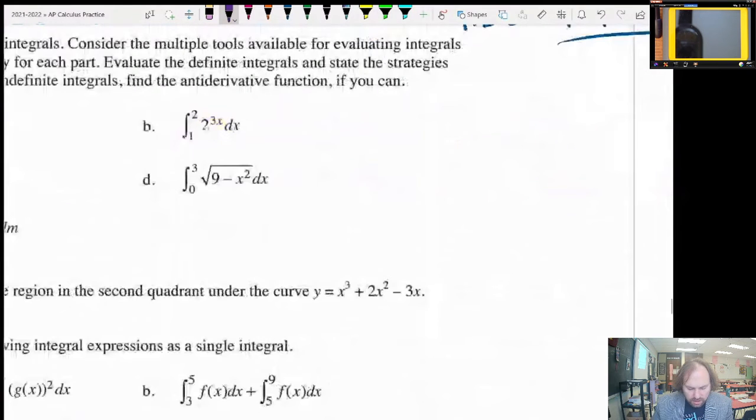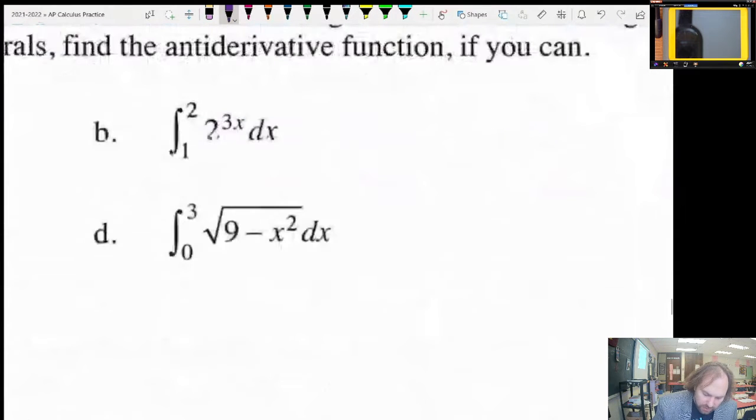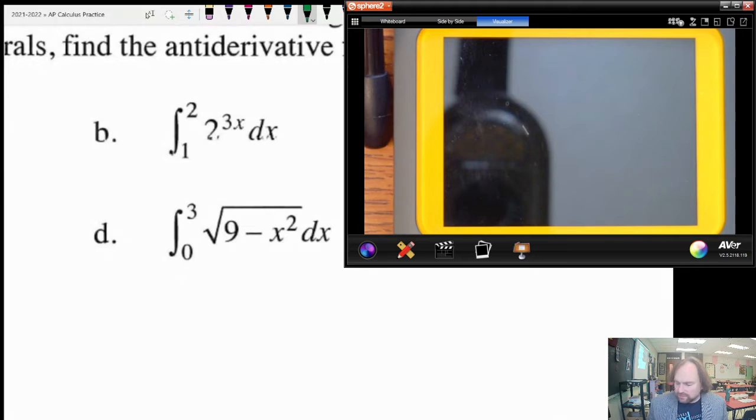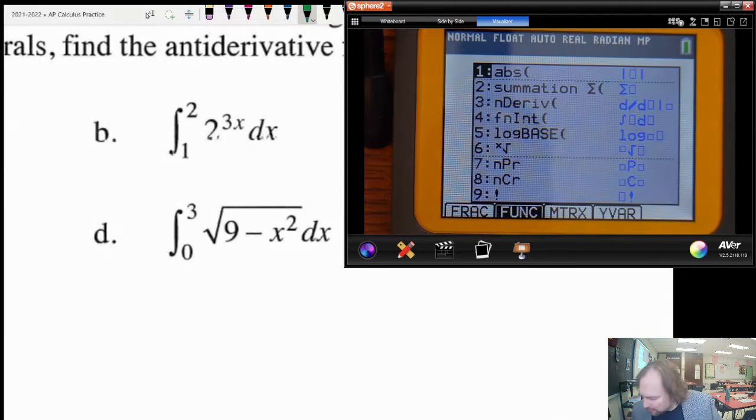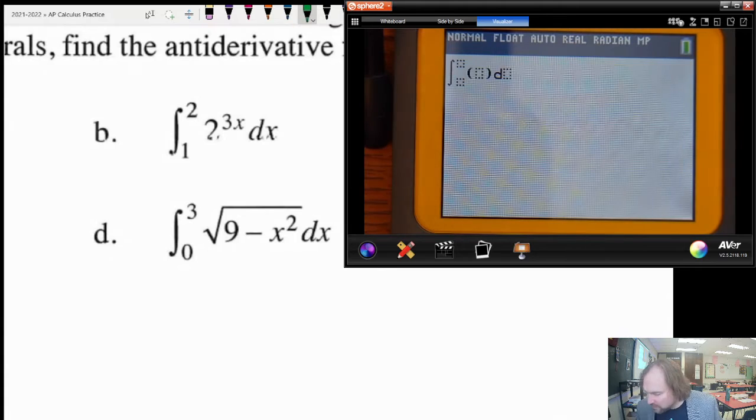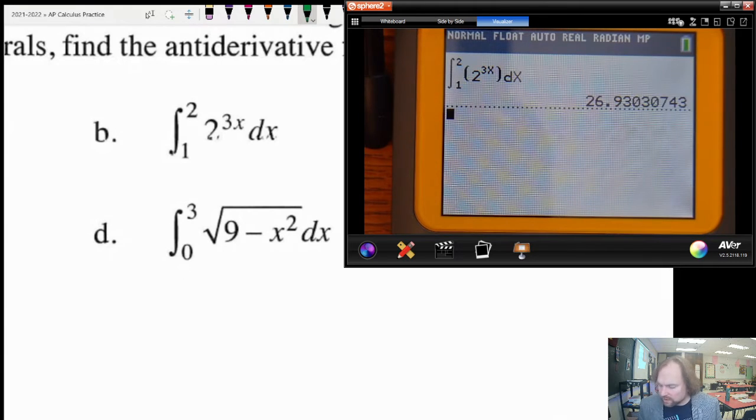Question B, it's tempting to find the antiderivative and plug in 2 and plug in 1, but we don't have the ability to integrate that function yet. In fact, we won't in this class. So what we are going to do is use the calculator, which we absolutely can do. Integral from 1 to 2 of 2 raised to the 3x power dx. And that will give us 26.93, and that's going to be our answer.